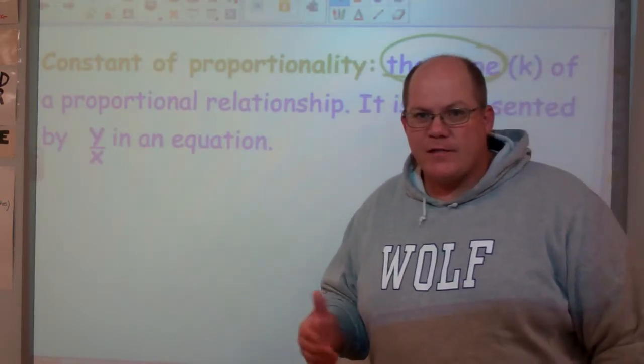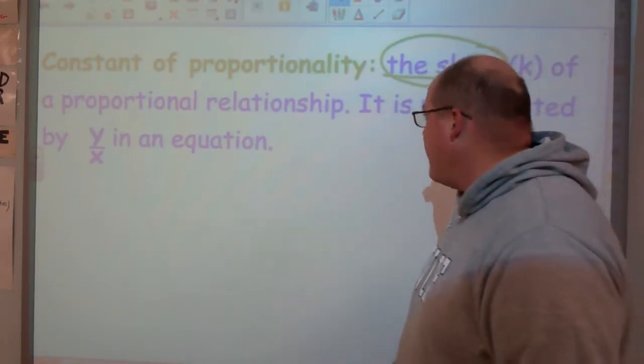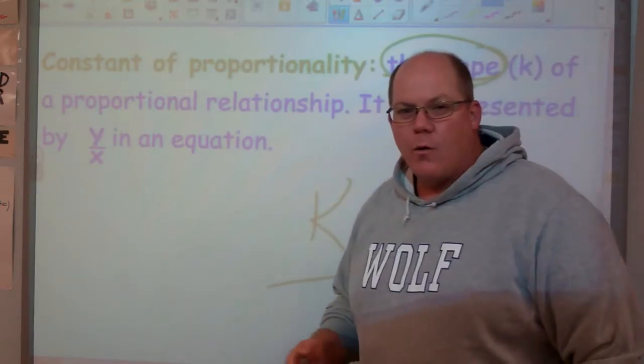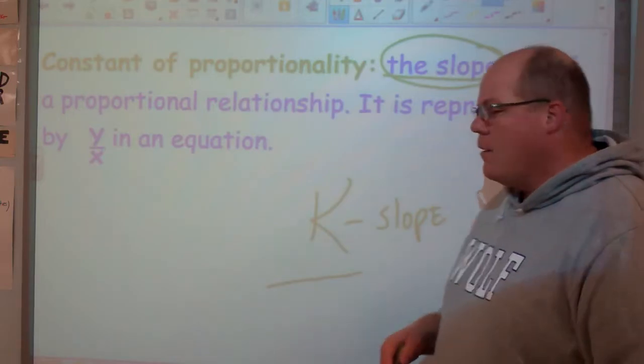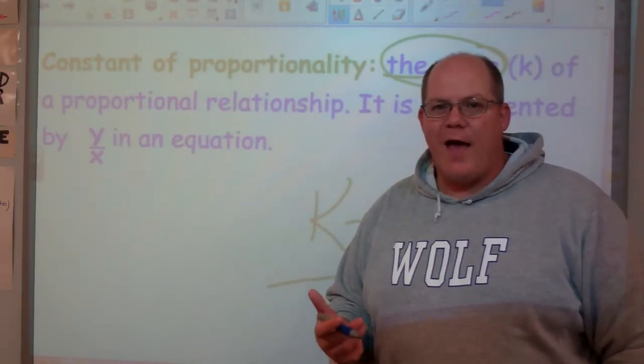For this lesson, we're going to call the slope K. The state of Texas wants to call it K. Anytime you see me write the letter K, we're referring to the slope. Now in order to find that slope, we use an equation called y over x.